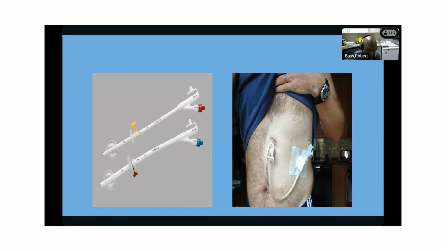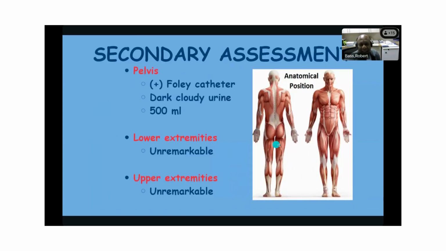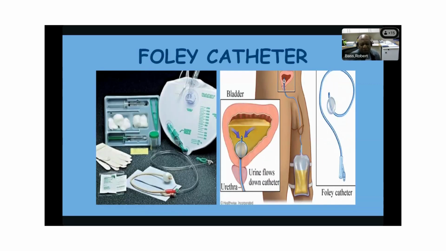All right, so you move deeper into your assessment. You've got a Foley cath in place. That Foley cath is full, about 500 milliliters of dark cloudy urine. Lower extremities, upper extremities, both are unremarkable. With the Foley cath, once again, this is very important because we see a lot of this specialized equipment, and they're basically used to drain urine from the bladder.